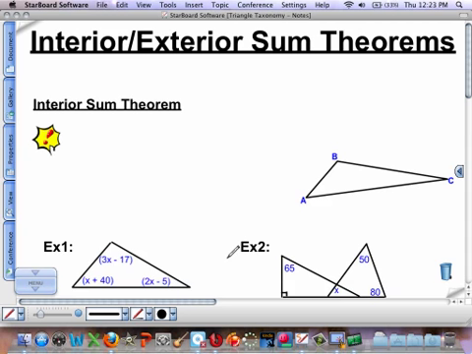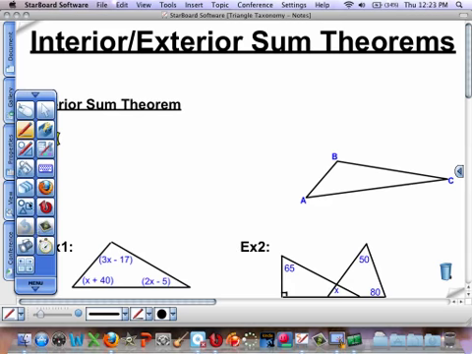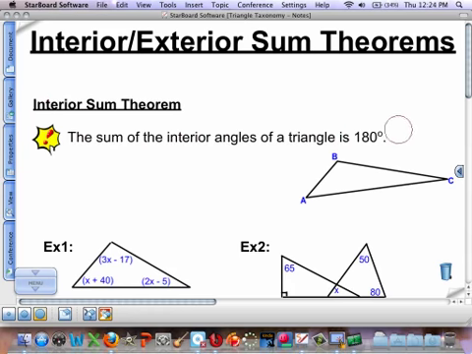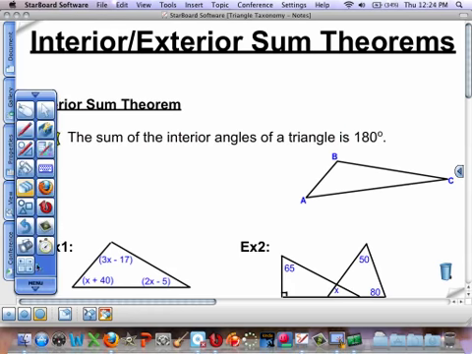Yesterday, or the day before, we talked about this again. The sum of the interior angles of a triangle is... guys, we should be saying this in unison at this point. The sum of the angles inside a triangle is 180. Okay, that's the big idea for today's lesson. When you add up all three of those angles inside the triangle, the whole thing equals 180 degrees.